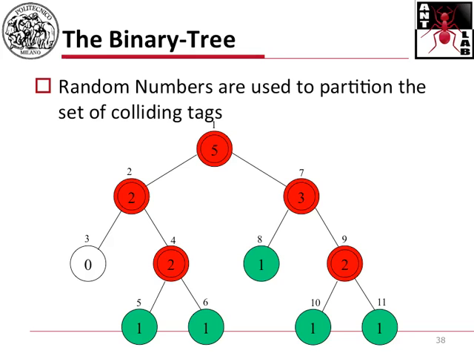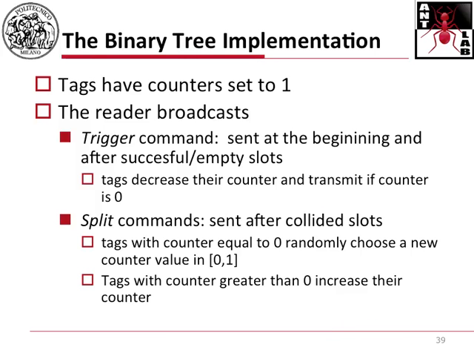Actually, there are several ways this can be implemented. What I show you is how this is implemented in RFID standards, so in practical products which are based on binary tree in the field of RFIDs. And this is called the trigger split implementation of the binary tree protocol. So, what is needed from the tag side to run this binary tree protocol is to have a counter which is initially set to 1. And then the reader has to broadcast 2 types of messages.